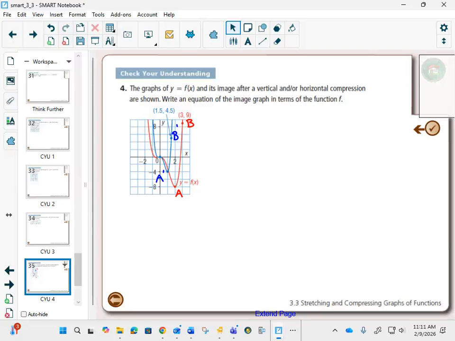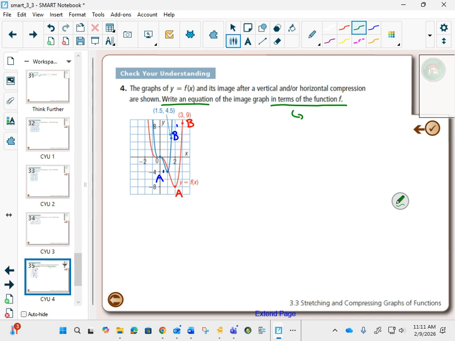The graphs of y equals f of x and its image after vertical and/or horizontal compression are shown. The red graph is our original f of x graph, and the blue graph is our image graph. Write the equation. What are we asked to do? We're asked to write an equation. An equation has an equal sign with something on both sides. And it says in terms of the function f.